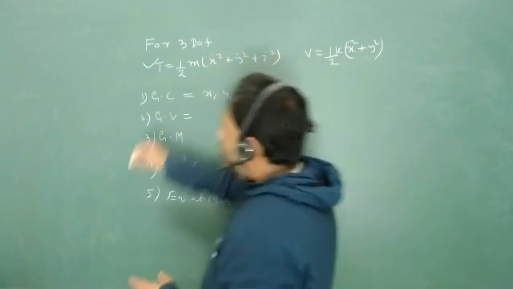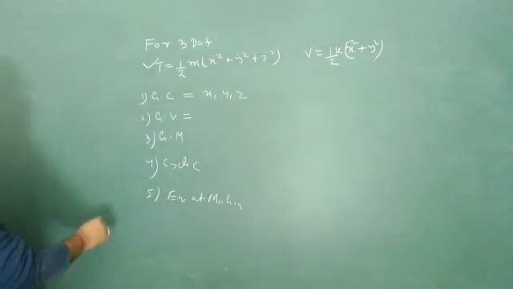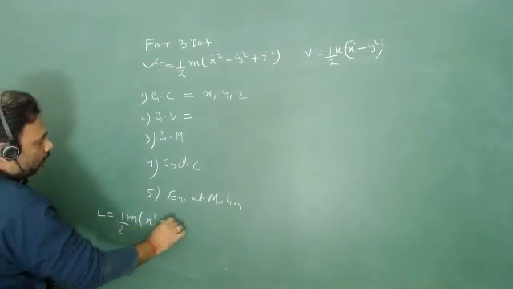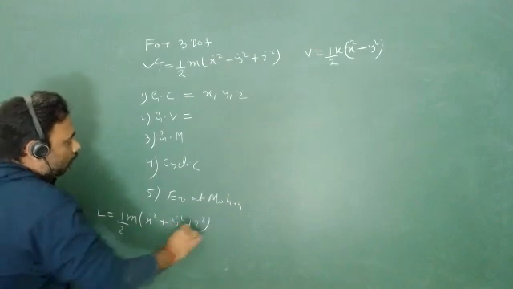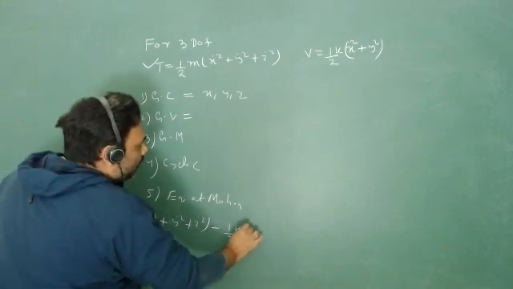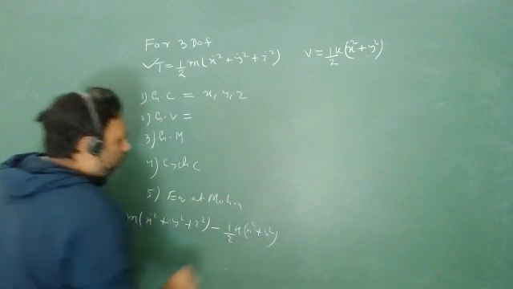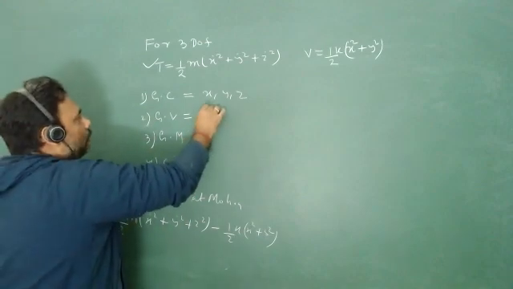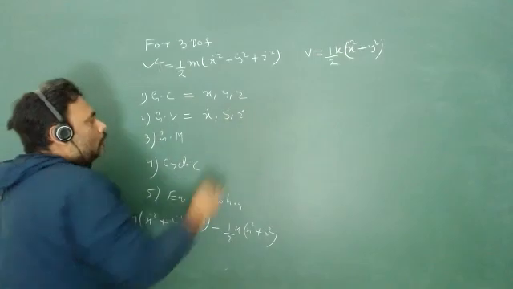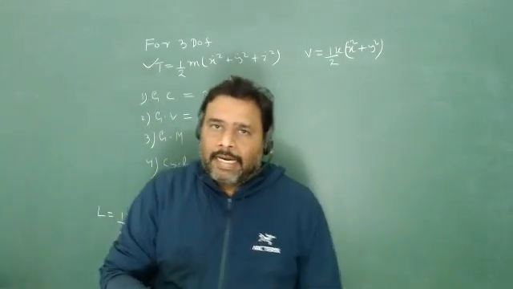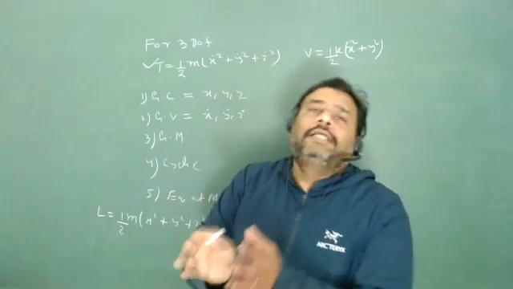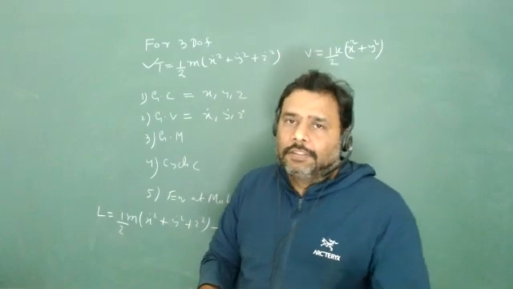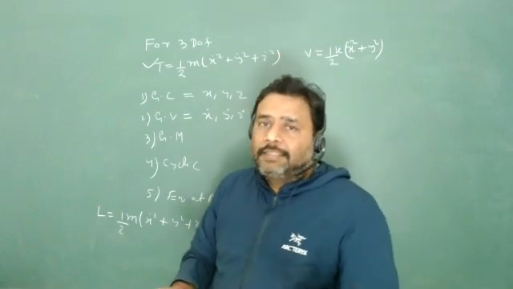If you write the Lagrangian, then what is your Lagrangian here? Your Lagrangian is basically half m (x dot square plus y dot square plus z dot square) minus half k (x square plus y square). So this is your Lagrangian. Generalized velocities, yes: x dot, y dot, z dot. For the degrees of freedom, the velocity part is more important. Once you have the velocity part, that means they are generalized velocities, and they are also part of the generalized coordinates.